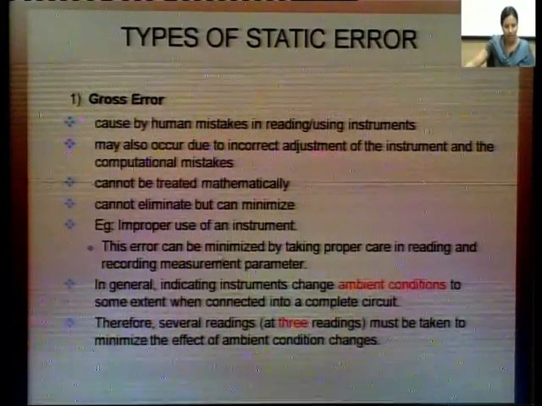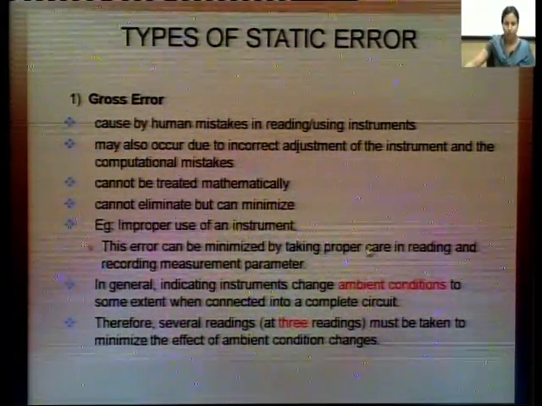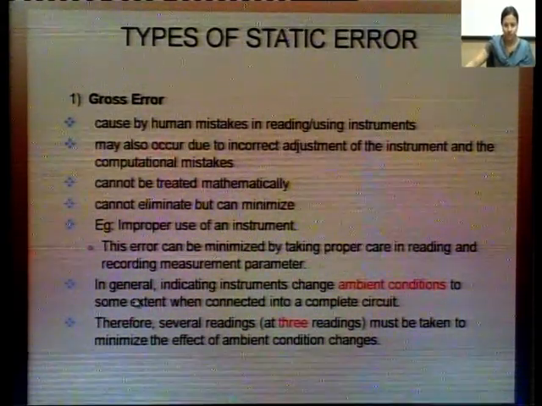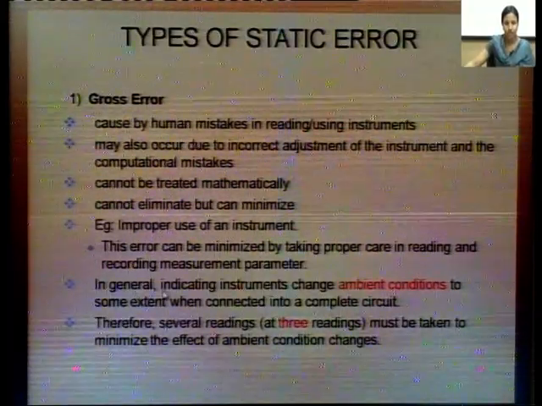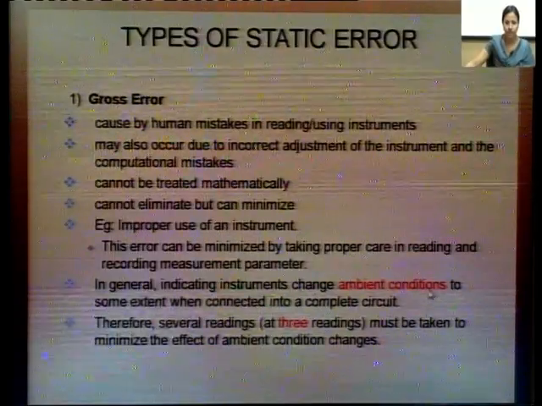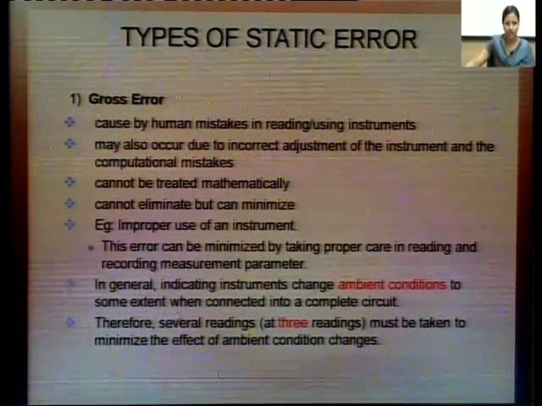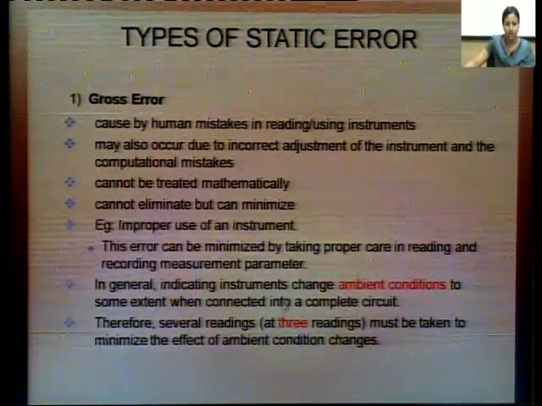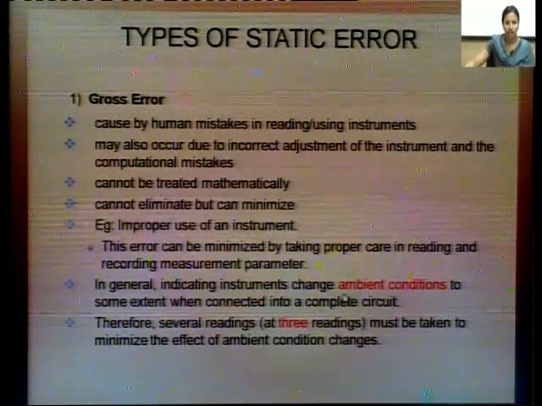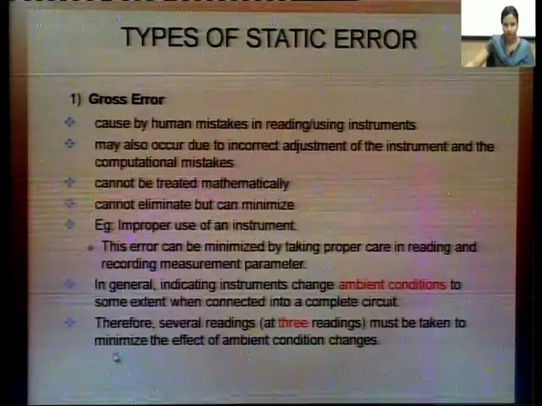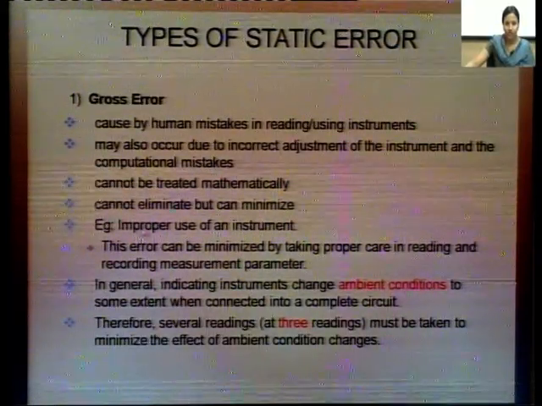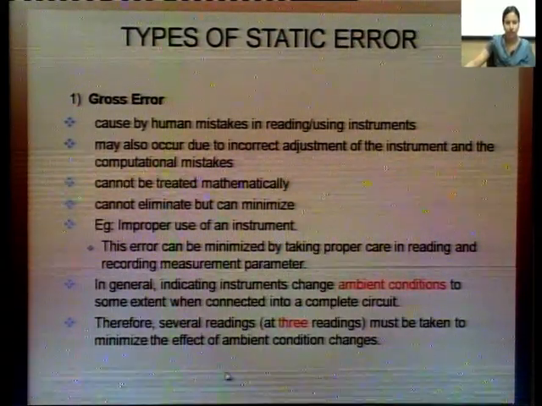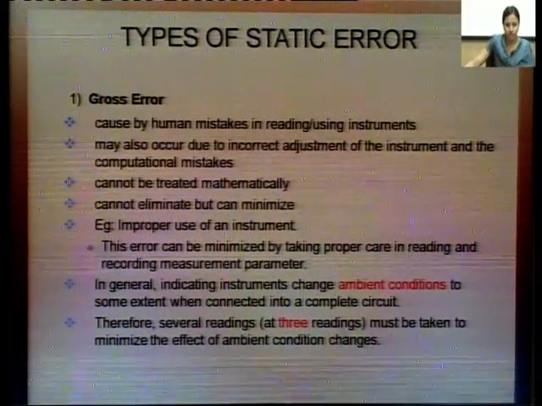This error can be minimized by taking proper care in reading and recording measurement parameters. Next reason for gross error is that, in general, indicating instruments change ambient conditions to some extent when connected into a complete circuit. So the instrument may change something, like an ammeter and voltmeter if we connect them in the complete circuit. Next, at least 3 readings must be taken to minimize the effect of ambient condition changes.